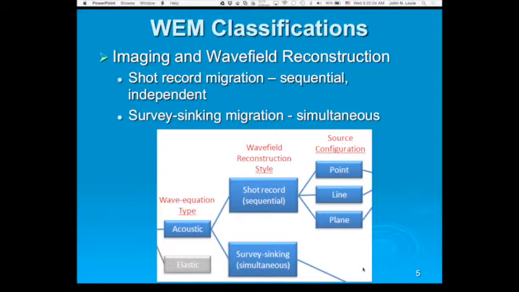Okay, so now in this classification scheme, there are also different types of wave field reconstructions that get used. I'm going to cover first what seems more familiar to me and more directly what I think of as reverse time migration. Sava and Hill call it shot record sequential or independent migration. There's also survey syncing, which you're familiar with as downward continuation, and that's a simultaneous type of reverse time migration.